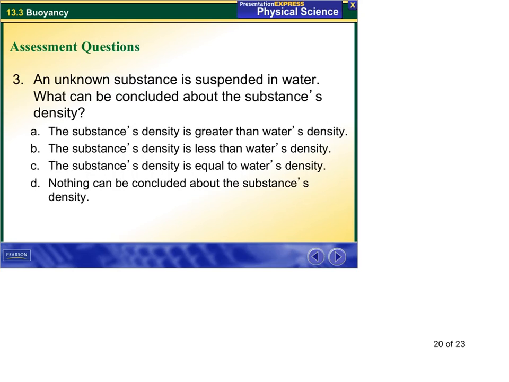An unknown substance is suspended in water. What can be concluded about the substance's density? If it is suspended in water, its density has to be equal to the water's density.